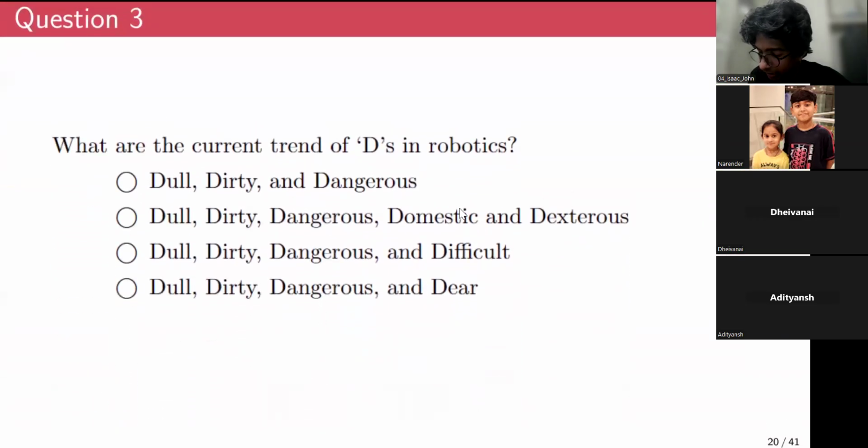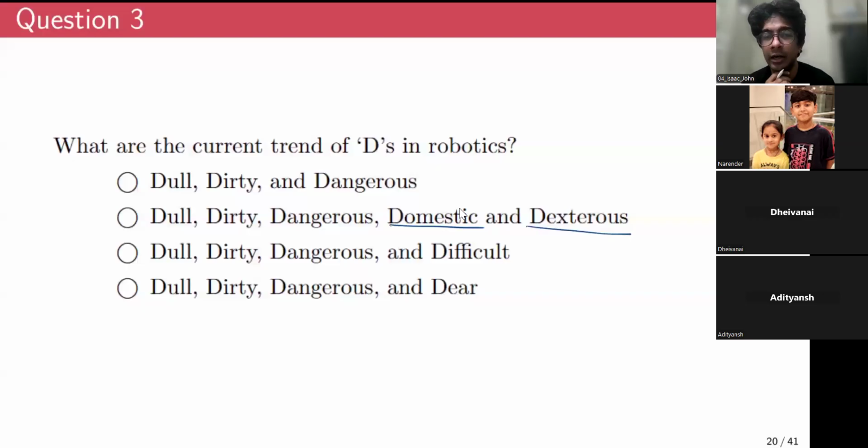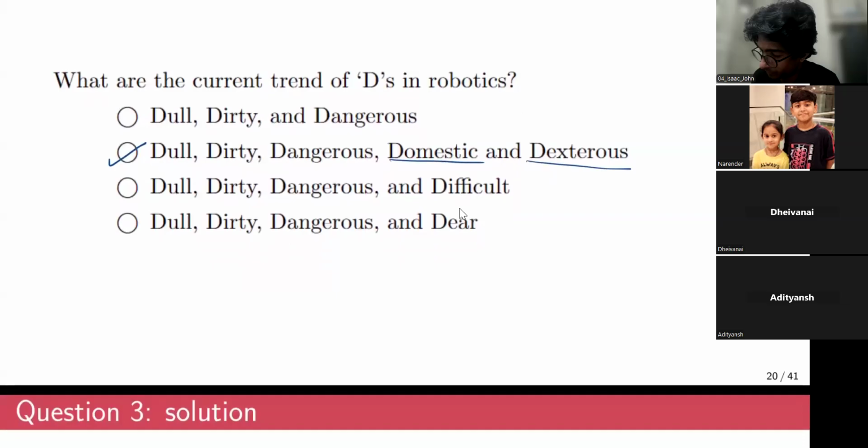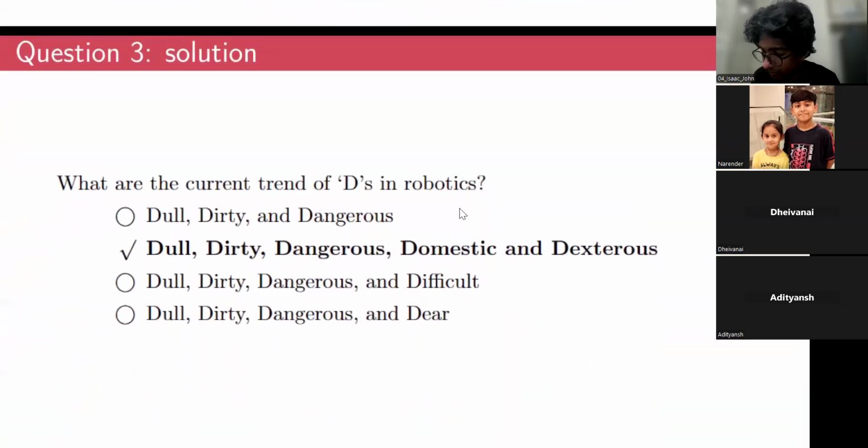Now, moving on to question 3, what are the current trends of the Ds in robotics, where we deploy robots? Current trend is, we deploy robots in, apart from dull, dirty, and dangerous tasks, we deploy them in domestic and dexterous tasks. So that is what we are seeing currently, right? The robots have infiltrated the domestic scene. We have the Roomba vacuum cleaning robots and all sorts of other robots. So in that case, the option is actually B, I suppose. Unless I'm very much mistaken. Yeah, it's indeed option B.